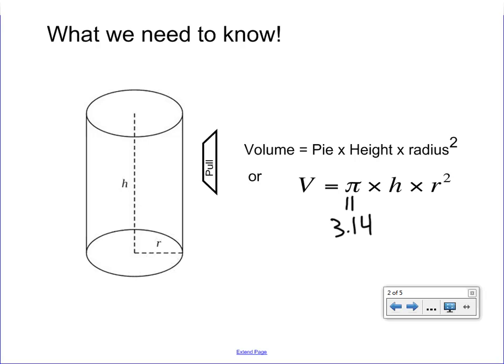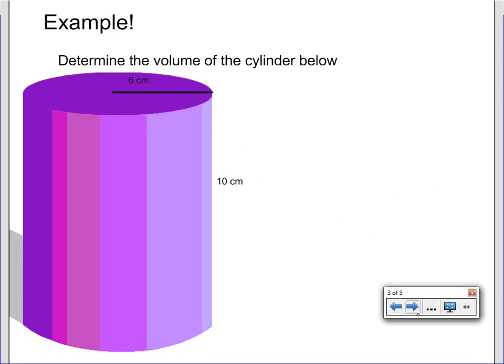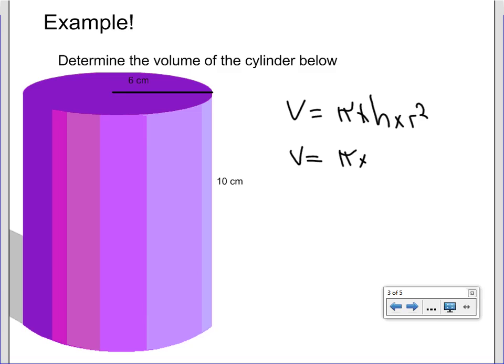So let's go ahead and try an example. Determine the volume of the cylinder below. Again, we'll start off with writing our formula. Volume is equal to pi times height times radius squared. Then we plug in the numbers: volume is equal to pi times our height, which is 10 centimeters, times our radius, which is 6 centimeters, all squared. I'll put this in the calculator and use the actual pi value.